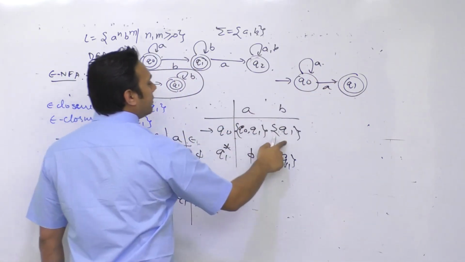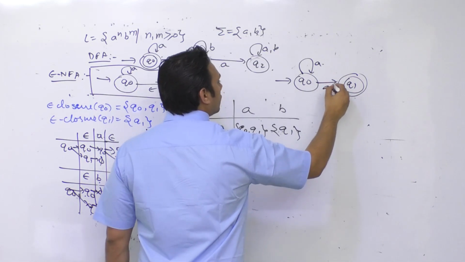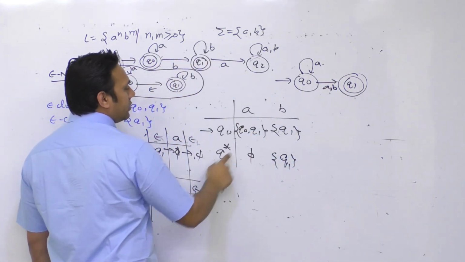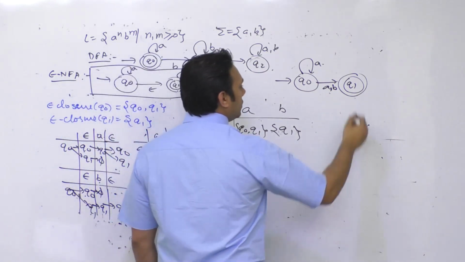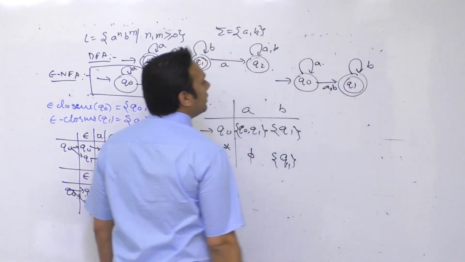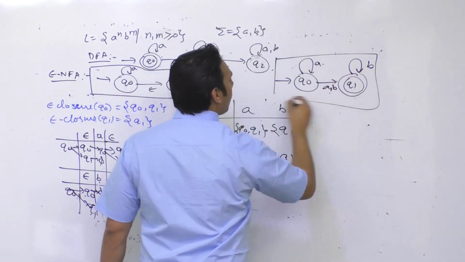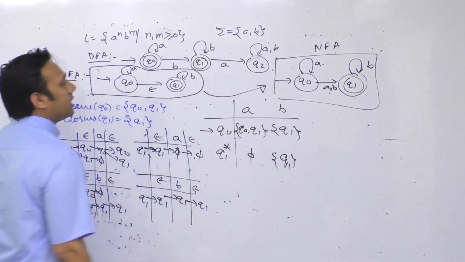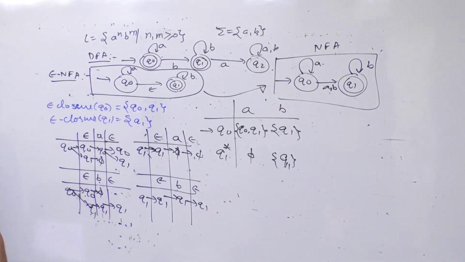In Q0, if I give B, I'm going to Q1. And in Q1, if I give A, I'm not going anywhere. In Q1, if I give B, I'm going to Q1 only. Okay. So this is representing an NFA for this epsilon NFA. तो इस epsilon NFA को हमने इस तरीके से NFA में convert कर दिया.